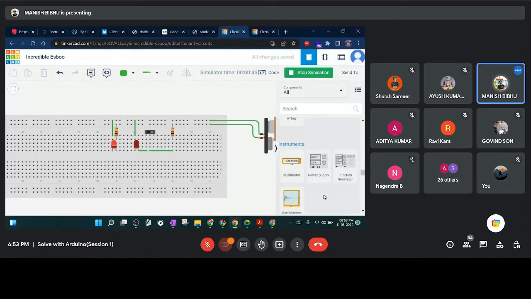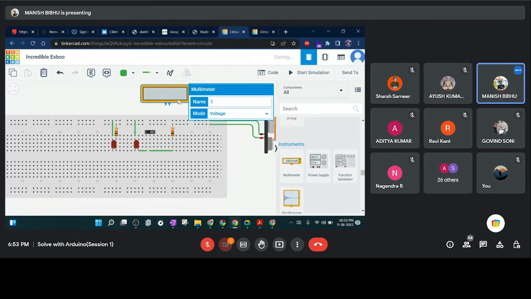On Tinkercad, the individual meter is not present, so we can use a multimeter. We can take the multimeter and select which one we need. We can measure the resistance from that meter also. I need to measure the current, so I have taken the amperage option.